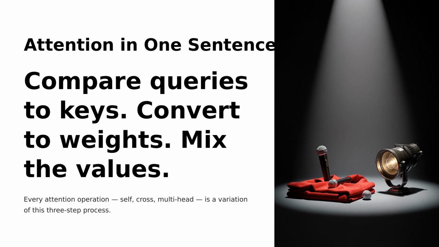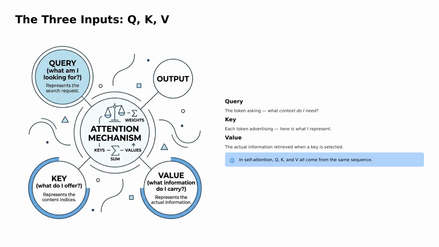Attention really comes down to one simple pattern. First, we compare queries to keys to measure relevance. Then we turn those scores into weights, so the most important matches stand out. Finally, we use those weights to mix the values and produce the output. Whether it's self-attention, cross-attention, or multi-head attention, they're all just variations of this same 3-step process.